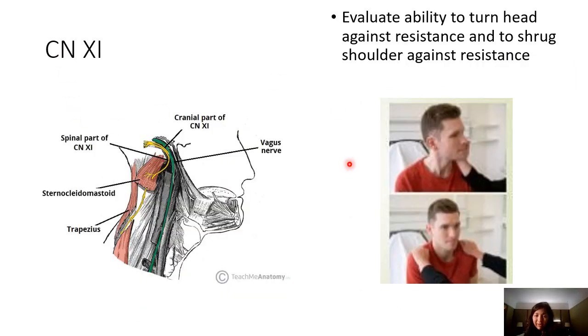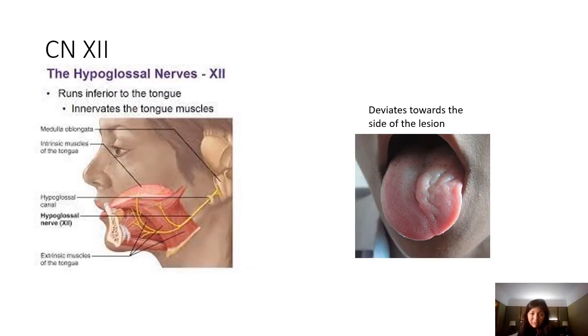Cranial nerve 11, or the accessory nerve, is a motor nerve, and that innervates the sternocleidomastoid as well as the trapezius. The sternocleidomastoid is responsible for the action of turning your head. The trapezius, one of the things it does is it helps you to shrug your shoulder. So clinically, you look for the ability to turn your head against resistance and to shrug your shoulders against resistance. It's very straightforward.